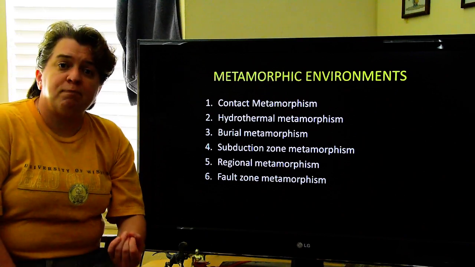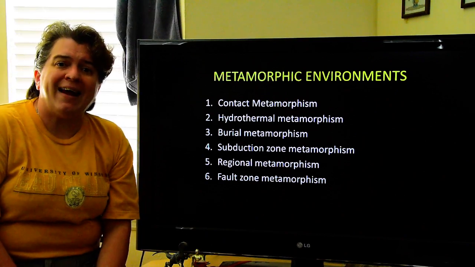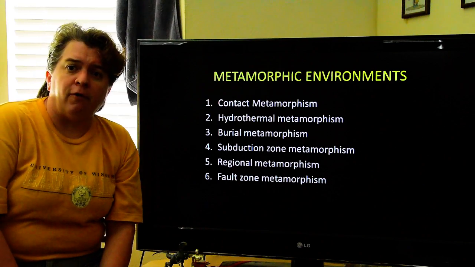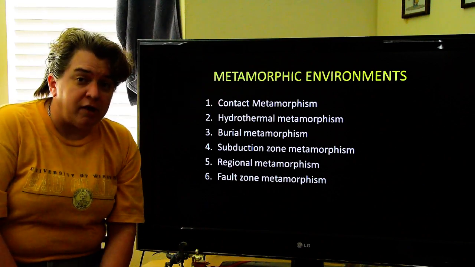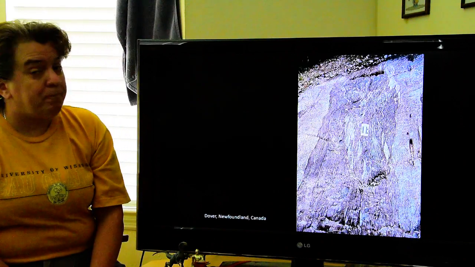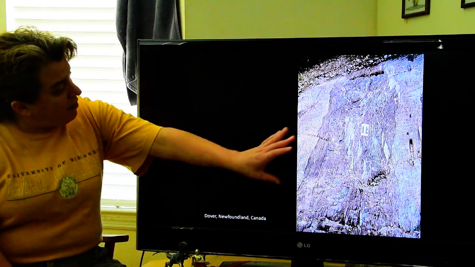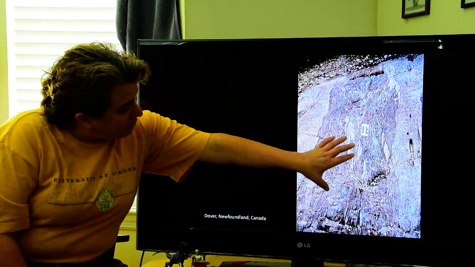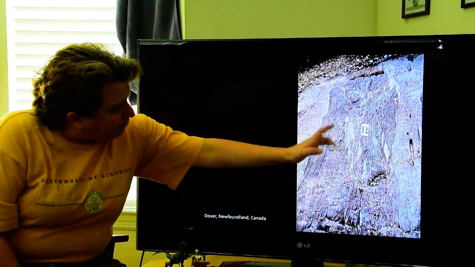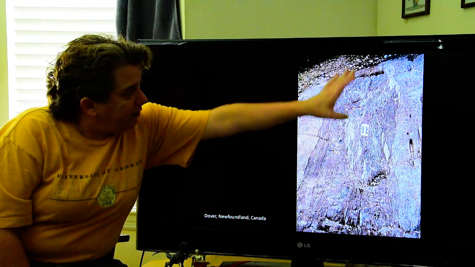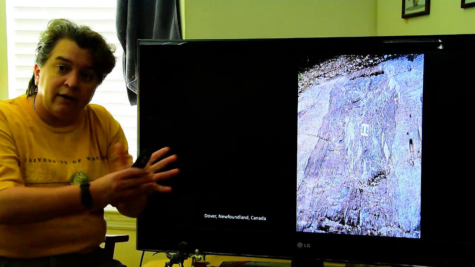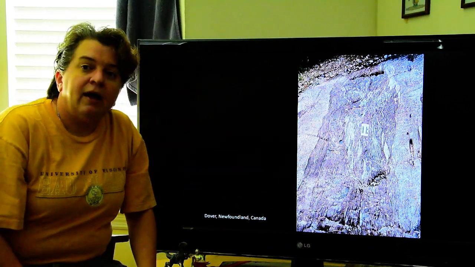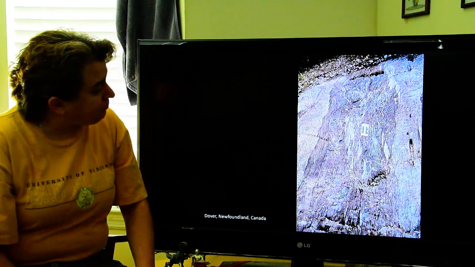In fact, you get a very special type of rock called a mylonite developed in a fault zone. You won't see any mylonites in the lab. This is the Dover Fault in Newfoundland, and you can definitely see the rocks here are different from either side. And that's because that's some of that mylonite that's being formed in the fault zone.